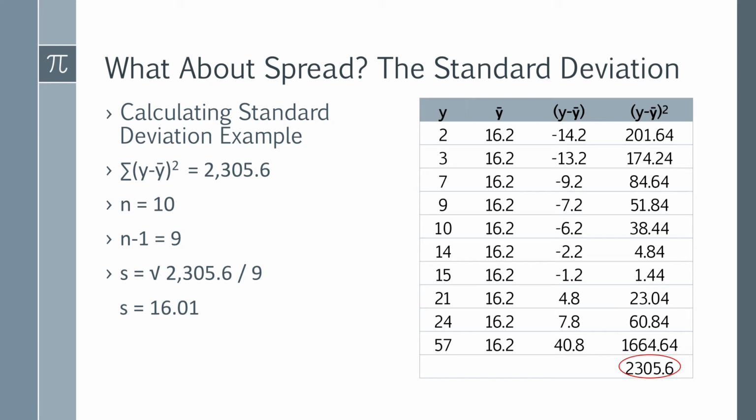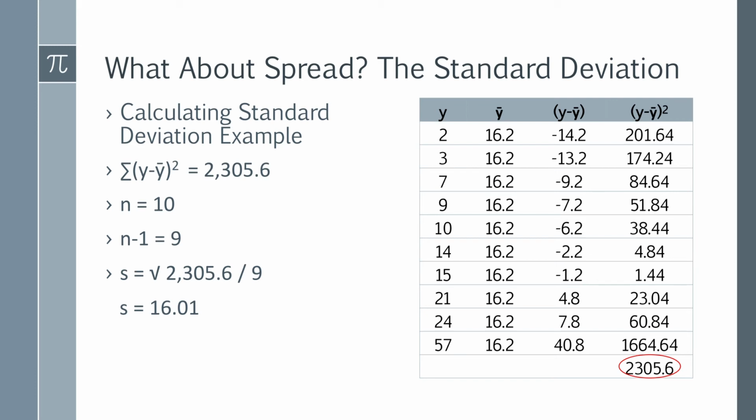Then the next thing we do is subtract our mean from our data value. So 2 minus 16.2 gives us negative 14.2. 3 minus 16.2 gives us negative 13.2, and so forth. Now we take the values in that column and square them. That's our column on the far right, our fourth column. Negative 14.2 squared is 201.64. We do that for all of the values, and then we sum that column. That gives us the sum of our squared deviations.